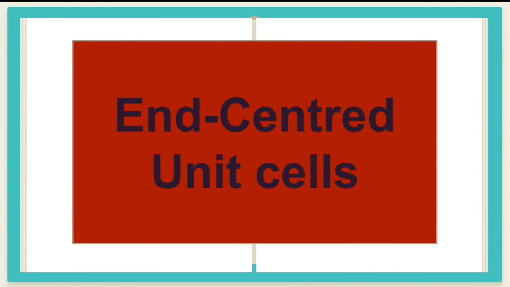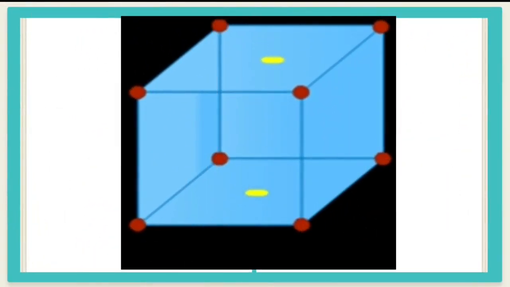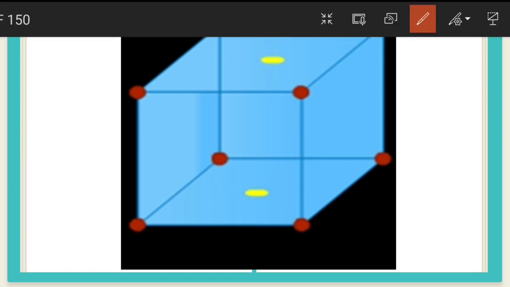End-centered unit cells means that in such a unit cell, one constituent particle is present at the center of any two opposite faces, besides the ones present at its corners. That is just like how you see in the image. Here you can see all the corners in red color. So at all the corners there will be constituent particles, plus two constituent particles will be present at any two opposite faces. Here you can see yellow color is on the top and bottom.